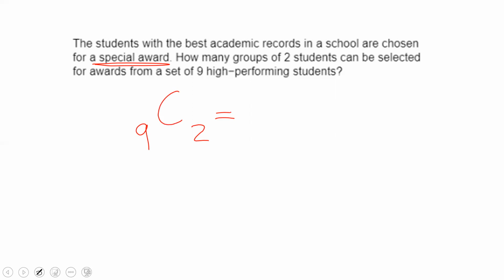So it's going to be 9 choose 2, which is 36.